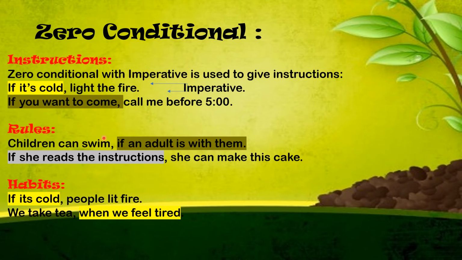Children can swim if an adult is with them. This is a rule, and you can put a rule situation using a zero conditional structure. If she reads the instruction, she can make this cake. So this is a rule.